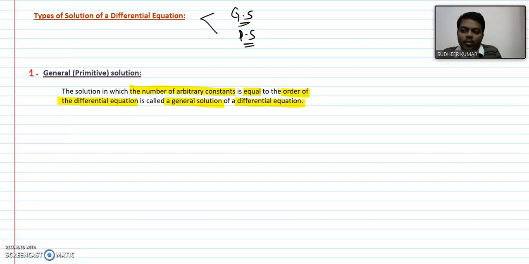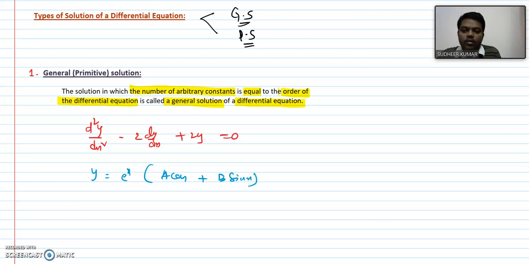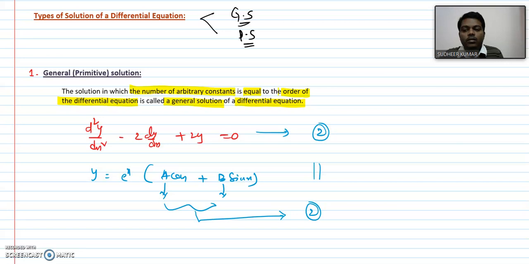If you go to the previous example, d square y by dx square minus 2 dy by dx plus 2y equal to 0, we got the solution y equal to e power x into (a cos x plus b sin x). Here the order of this differential equation is 2, and the number of arbitrary constants is also 2. When these two are equal, the solution is called the general solution of the given differential equation.